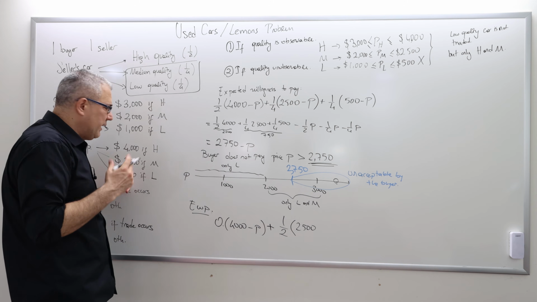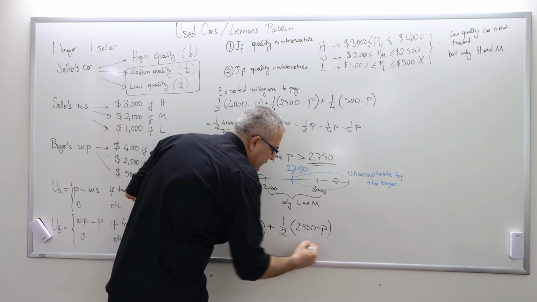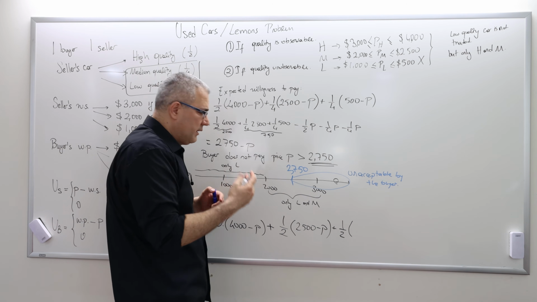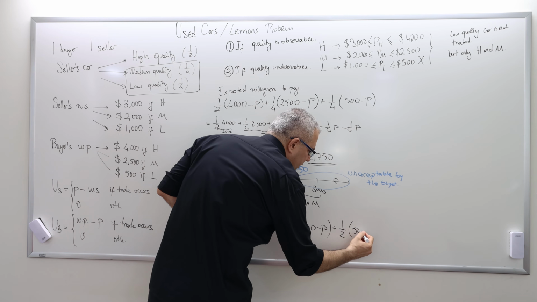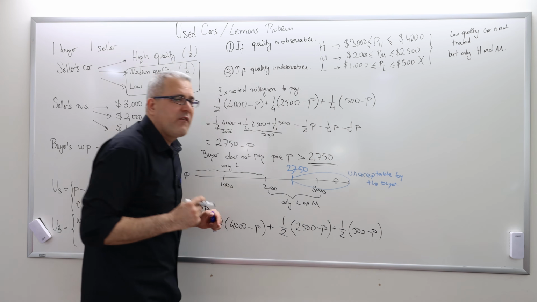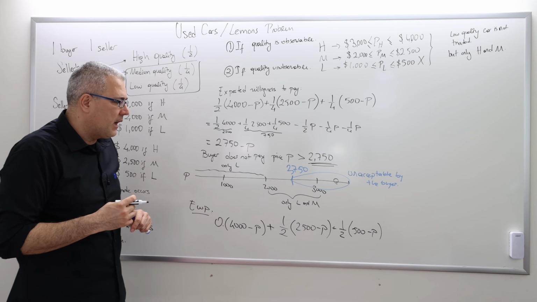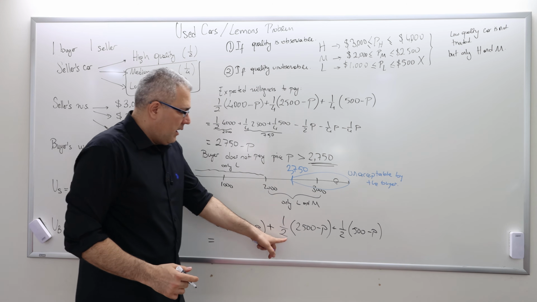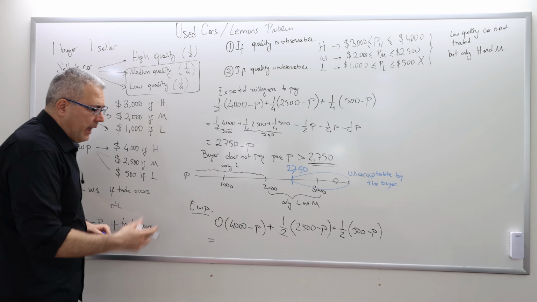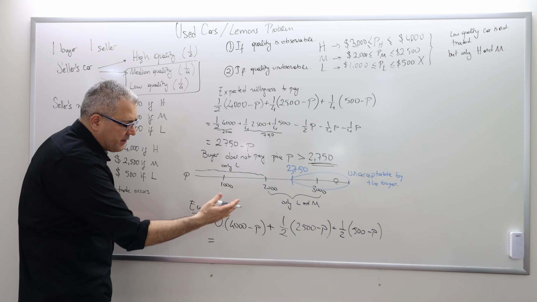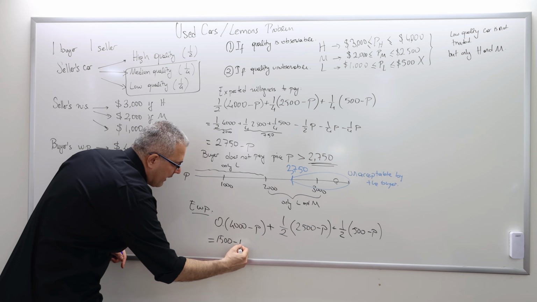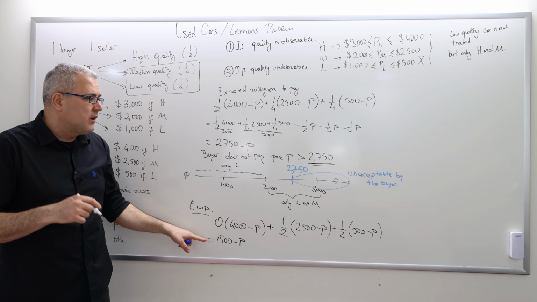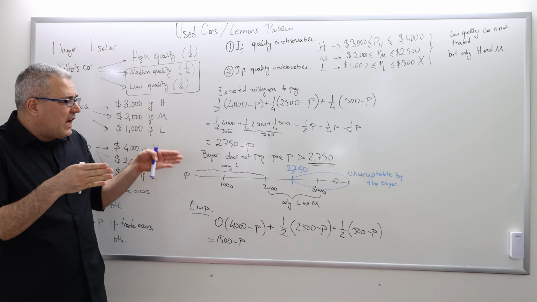Remember, this is how much I'm willing to pay for a medium quality car minus P, plus with the remaining probability the car is going to be the worst quality, the low quality, in which case as a buyer I'm willing to pay only $500. So 500 minus P is going to be my realized net utility. Therefore my expected utility is going to be this aggregate sum, and if you do this summation, it's going to be 1,500 minus P.